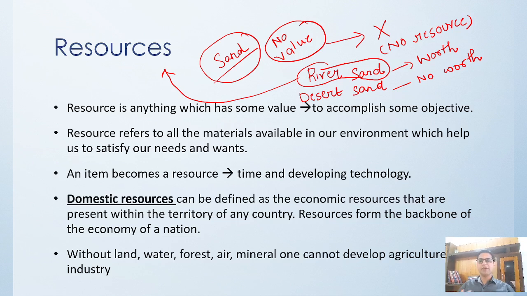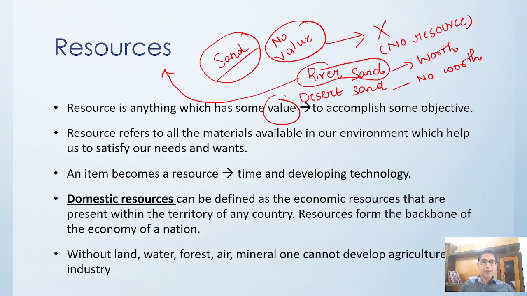Now, a resource refers to any material available in the environment. Whether it is land, water, air, wood, trees, or anything whatever comes to your mind, if you are utilizing it and it has certain worth, certain value, and it helps us satisfy certain needs, it is a resource. If we have wood, lakdi, and we utilize that wood for making furniture or for burning, that means that wood has worth and some value, so it is considered a resource, right?